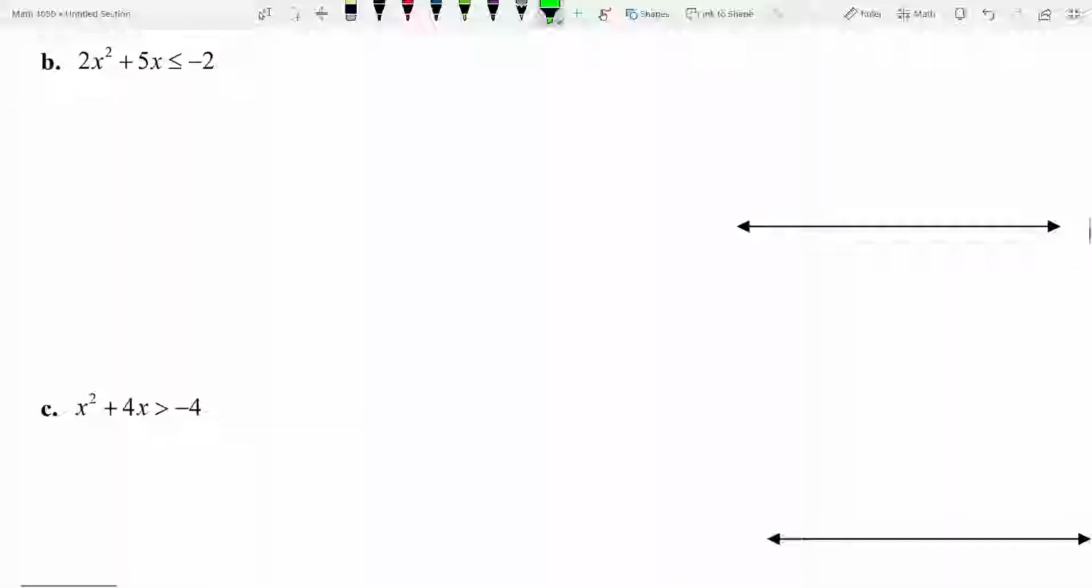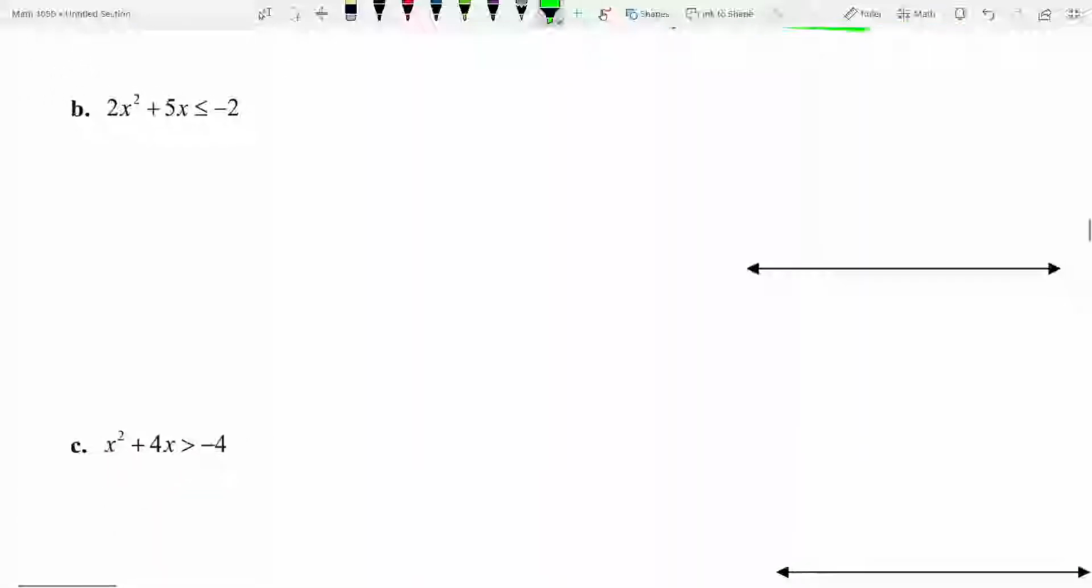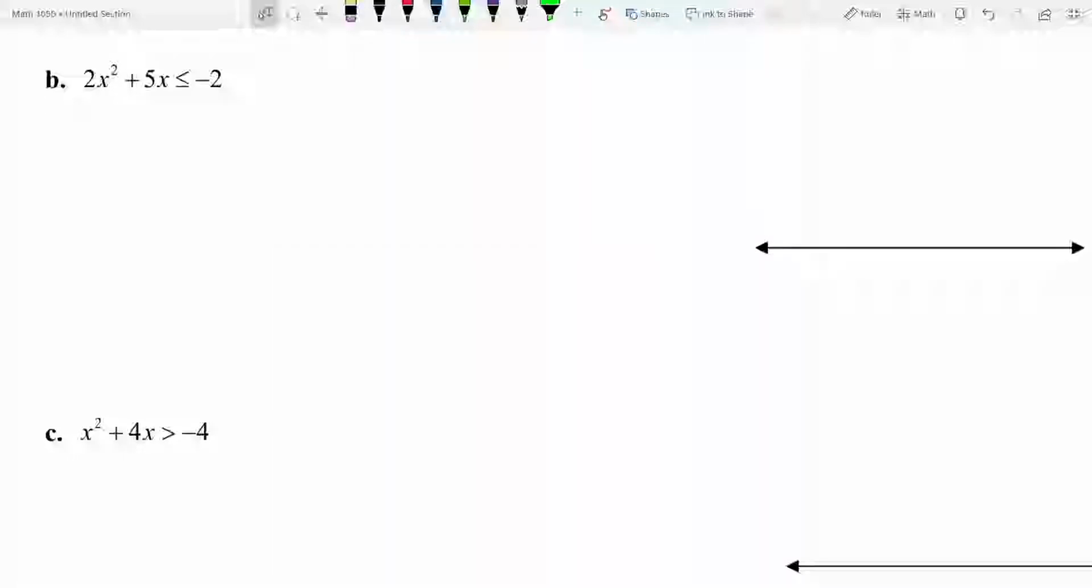Okay, let's do question B. Step number 1, get a 0 on the right-hand side. Okay, so you have 2x to the second.